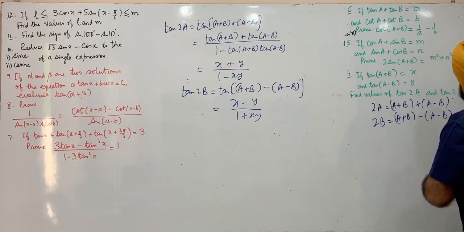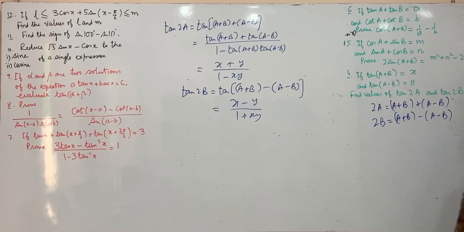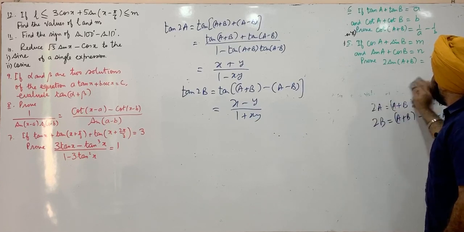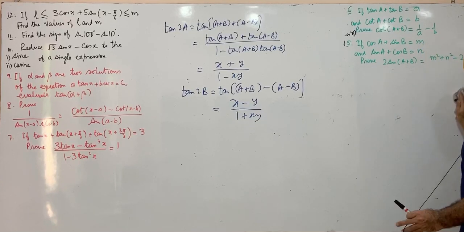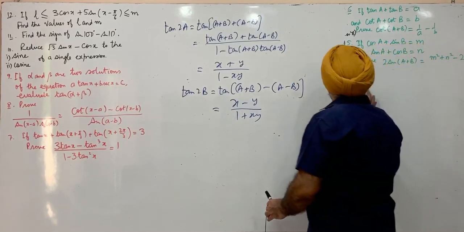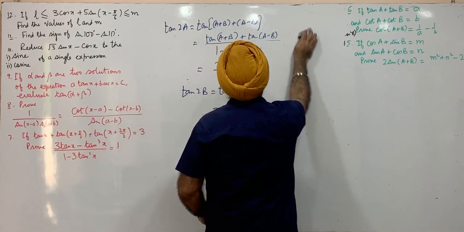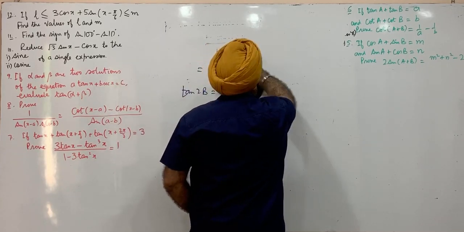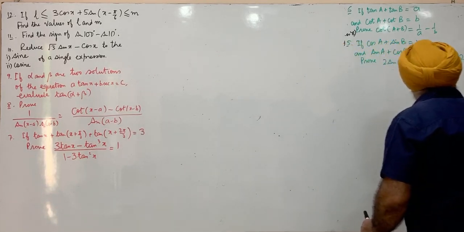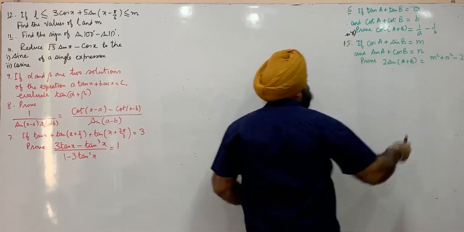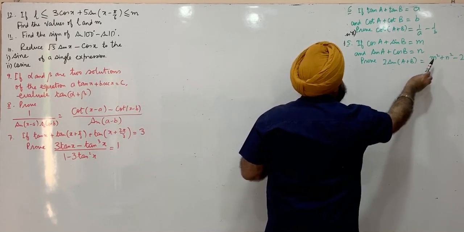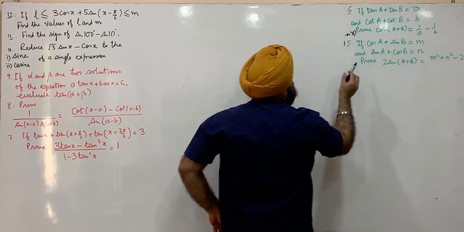Fifth question. We are given two equations in a and b. Cos of a plus sin of b is m, and sin of a plus cos of b is n. And we have to prove 2 times sin of a plus b is m square plus n square minus 2. So m square, n square. So this is guiding us that we should square these equations.